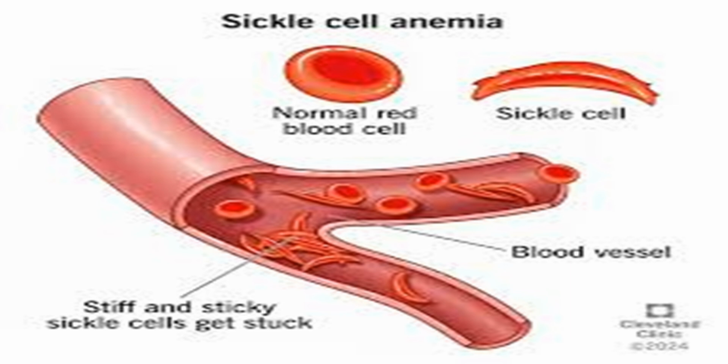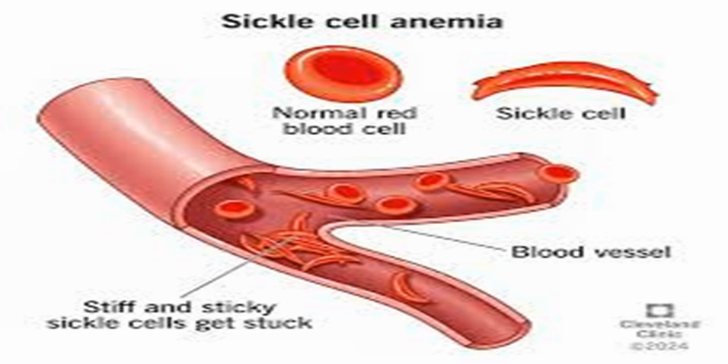Pain crises: sickle cell crises, episodes of severe pain resulting from the blockage of blood flow in small blood vessels due to sickled cells. These can occur in the chest, abdomen, joints, and bones. Swelling, particularly in the hands and feet, known as dactylitis, due to blocked blood flow.